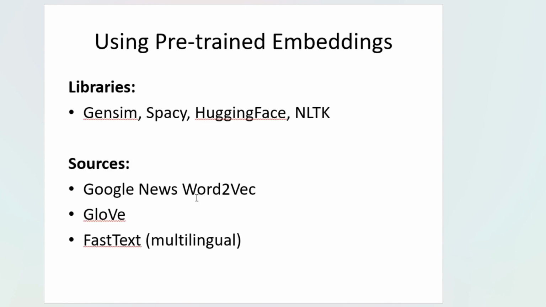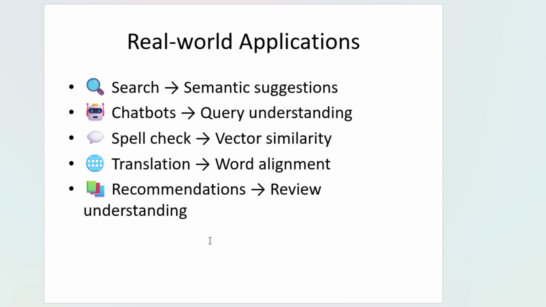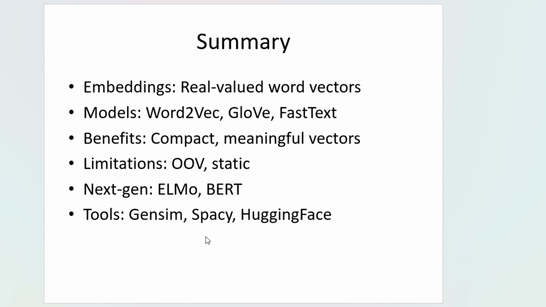How do we develop an embedding? We have pre-trained embeddings like Gensim, spaCy and others. What are the sources? Google News word2vec, GloVe, FastText. I have already told you these before. And what are the real-world applications, when are we using these word embeddings? You use them in search options, chatbots, spelling checks, translations, and so on.